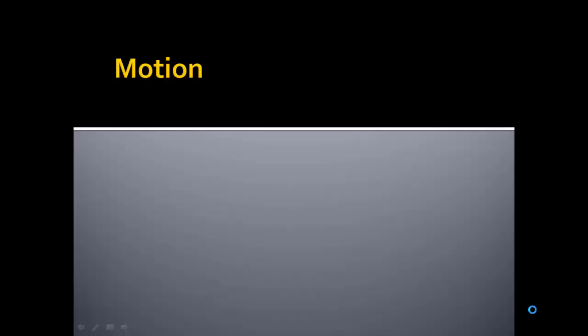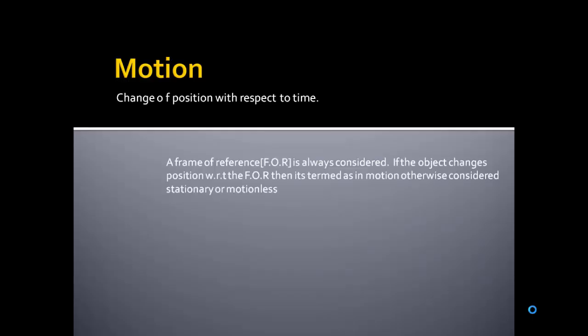Now let us talk about motion. So motion is defined as change of position with respect to time. A frame of reference is always considered. So if the object changes position with respect to the frame of reference, then it is termed as in motion, otherwise considered stationary or motionless.